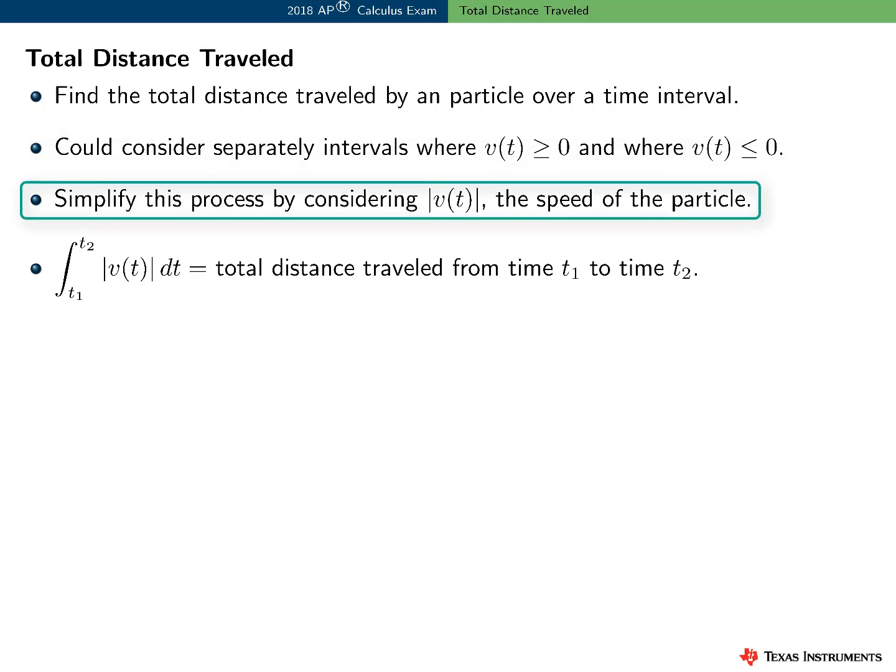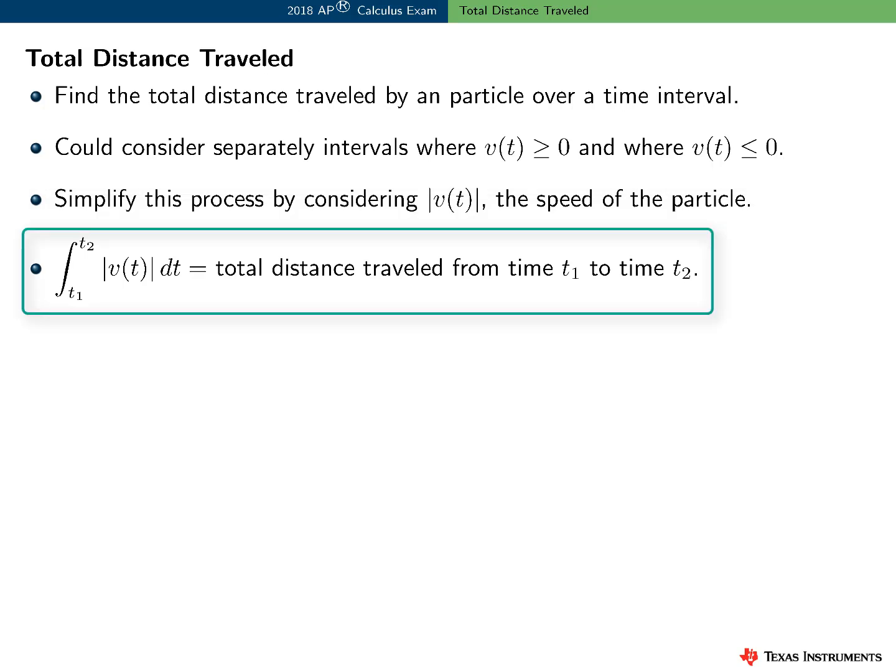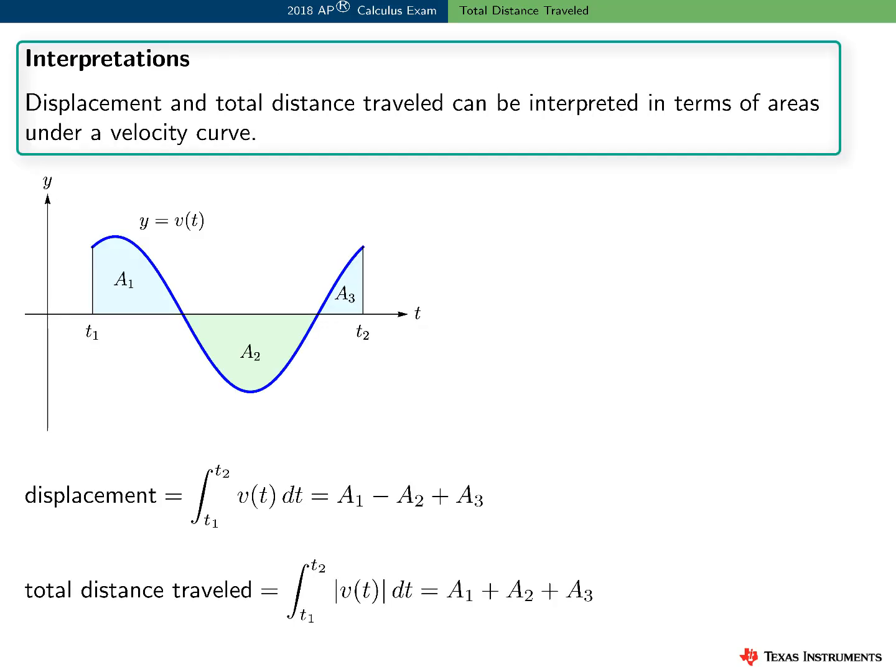However, we can simplify this process a little if we consider the absolute value of the velocity, the speed of the particle. Therefore, the definite integral from t1 to t2 of the absolute value of v of t dt is equal to the total distance traveled from time t1 to time t2. These concepts are nice in that we can visualize both of them. Displacement and total distance traveled can be interpreted in terms of areas under a velocity curve.